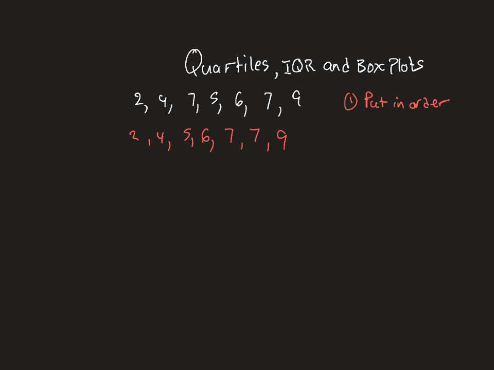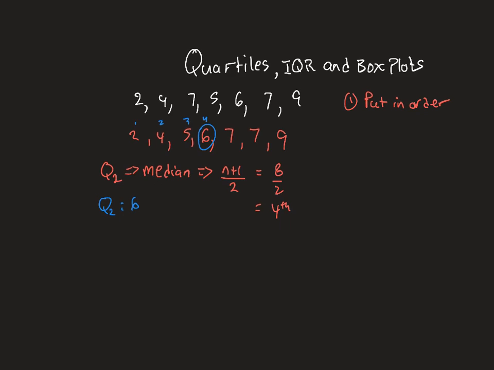Once they are in order, to find your quartiles, the most famous quartile is Q2, which is the median, which we know how to find. It's n plus 1 divided by 2. And in this case, we have 7 pieces of data, so 7 plus 1 is 8, divided by 2 is 4. So we're looking for the fourth number. 1, 2, 3, 4. So my Q2 is 6.